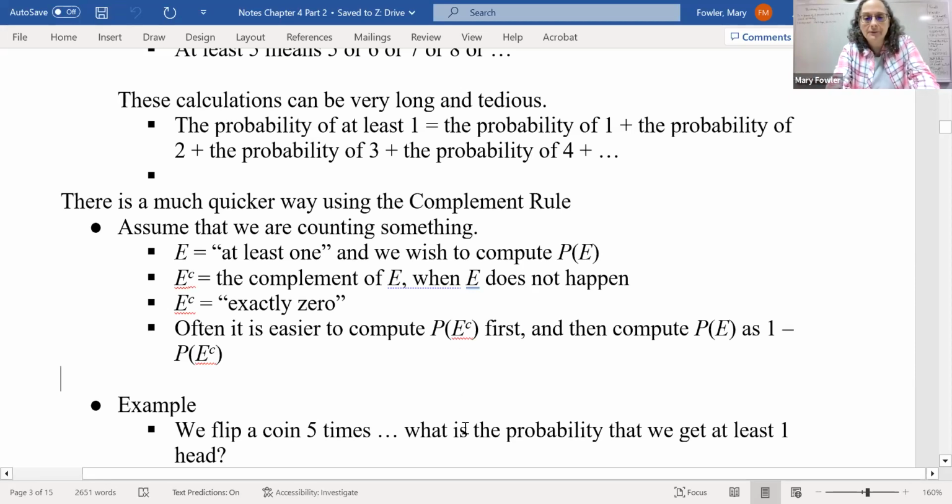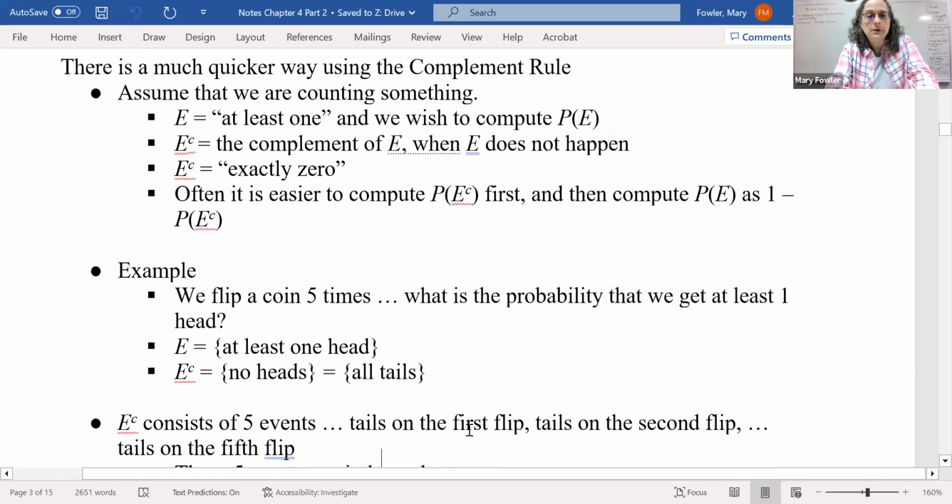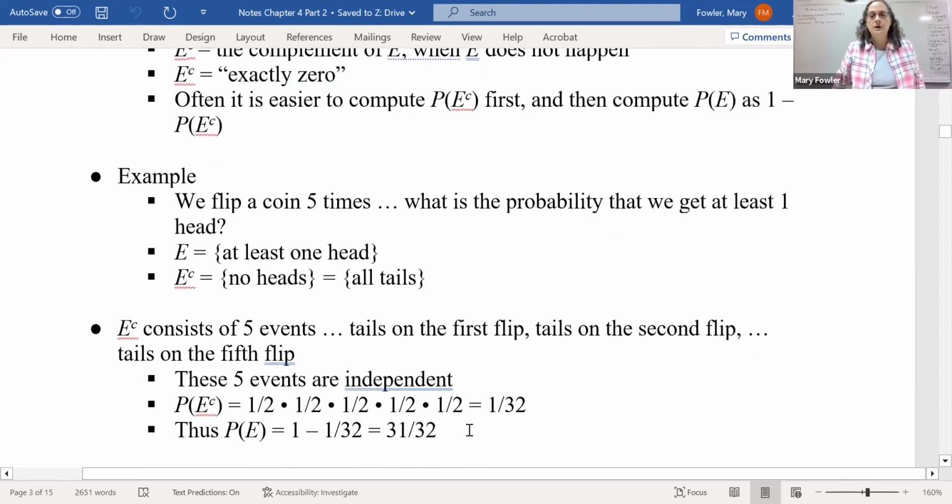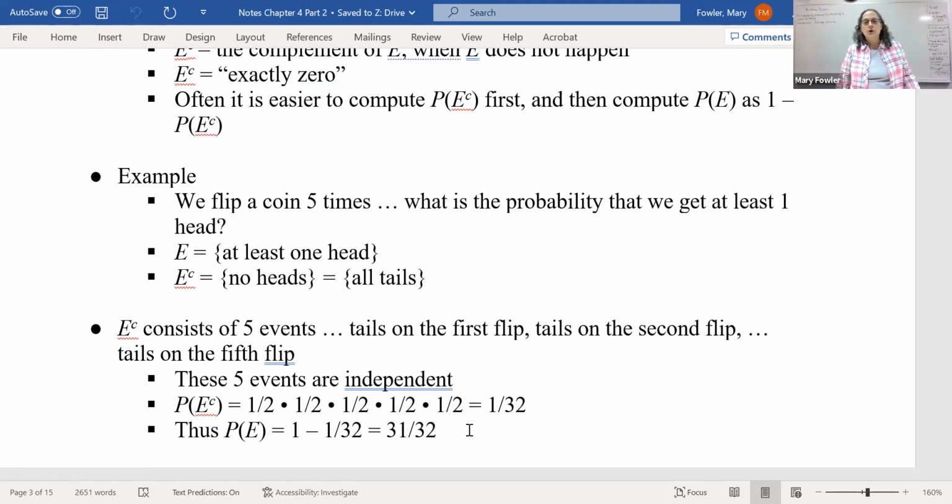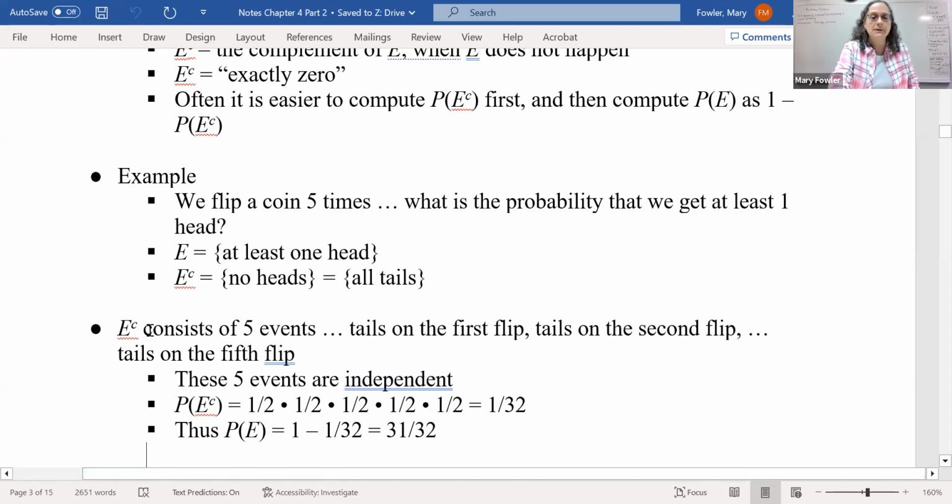So let's go ahead. I have an example here. We flip a coin 5 times. What is the probability that we get at least 1 head? So E is the event of at least 1 head, and then E complement is no heads. So that would mean all tails. So we'll look here at the probability of E complement. It can be described as tails on the first flip, tails on the second flip, tails on the third flip, fourth flip, and fifth flip.